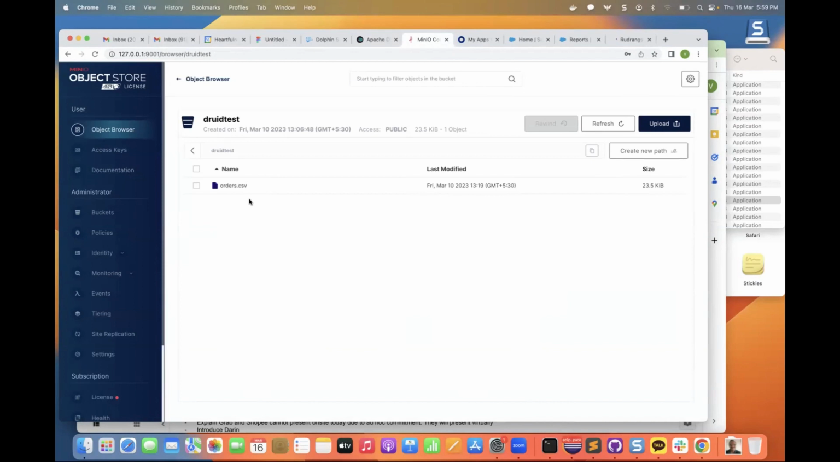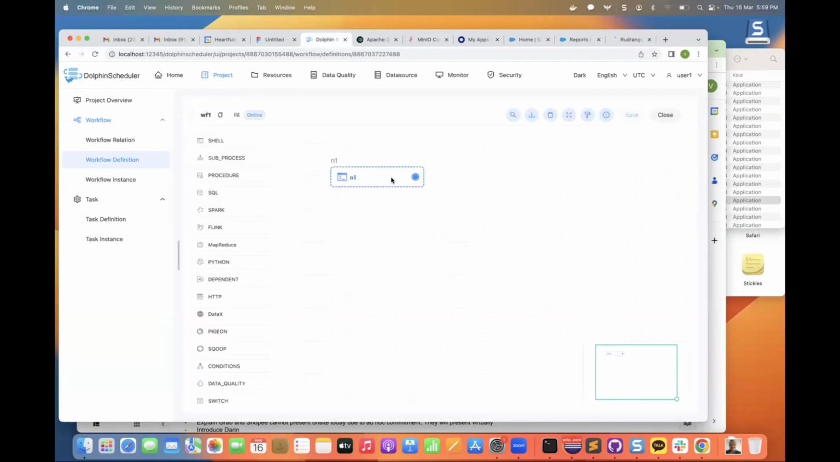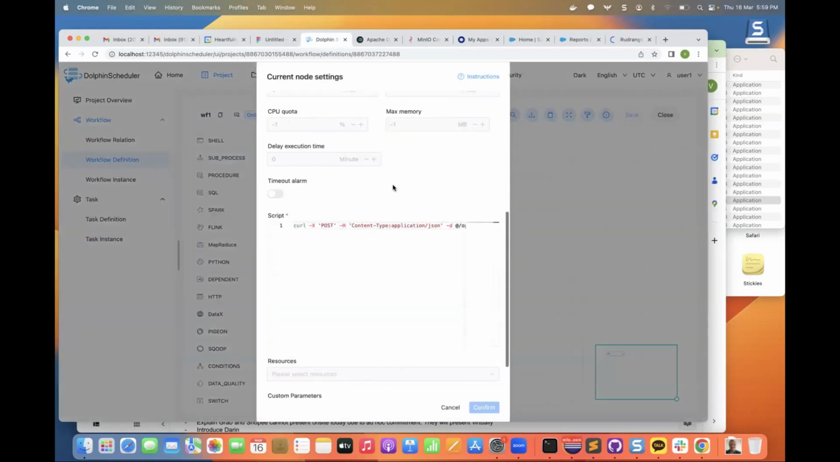The use case typically is you have order data coming into S3 and you need to ingest it into Druid and start doing analytics. This is what the use case is. What I did was set up a simple workflow here in the Dolphin Scheduler. Very simple workflow with one task, which is essentially a quick curl command that hits the Druid API.